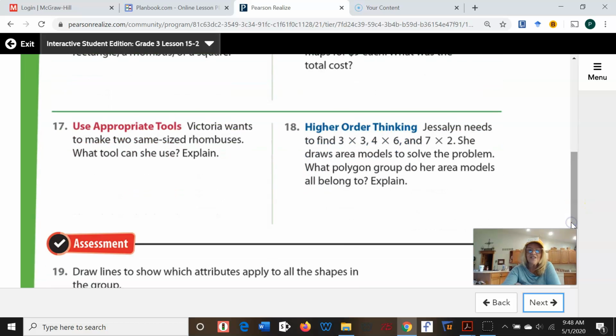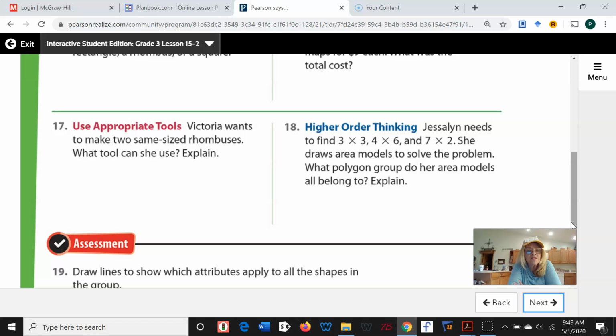Now, number 17, they want us to be really creative. It says use appropriate tools. Well, they don't want us to use math tools. Third graders, they don't want us to use a ruler. They don't want us to use things that we're used to using in math. They want us to think out of the box. They want us to think of things that maybe you have at home that you could use.